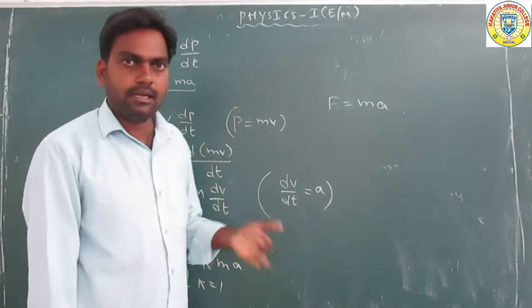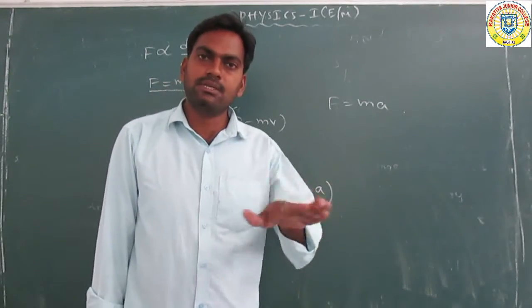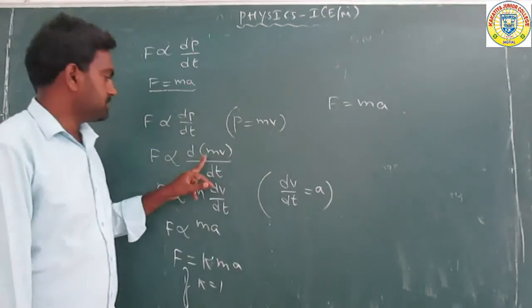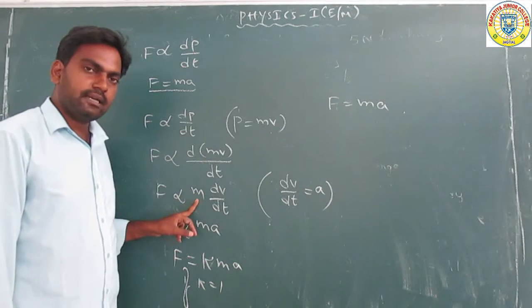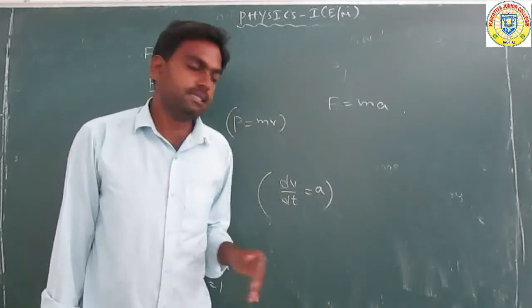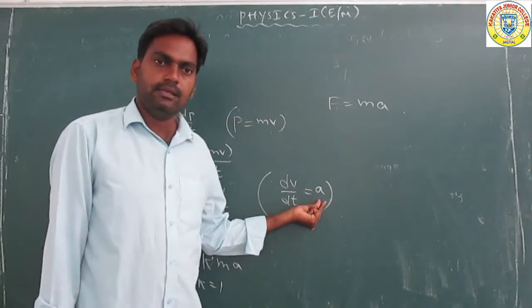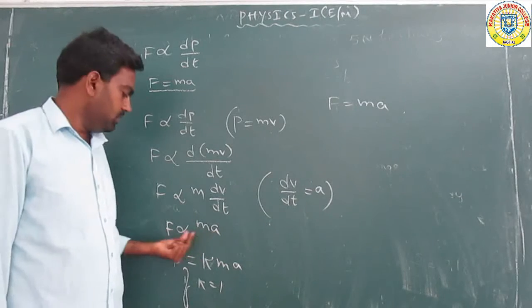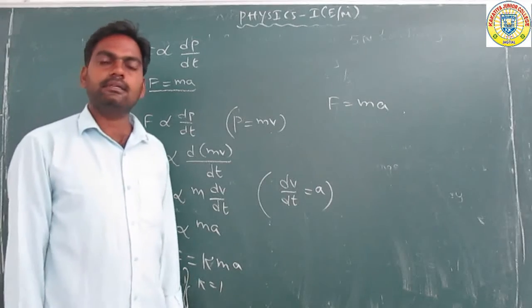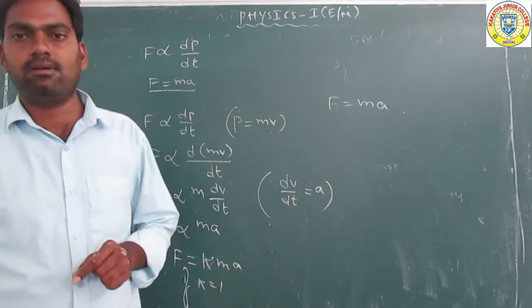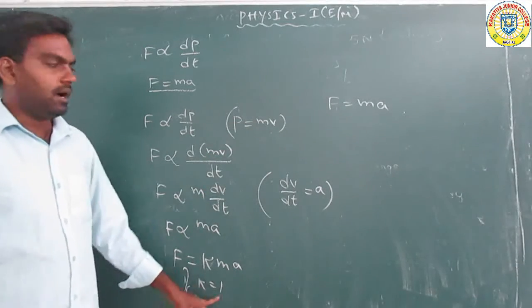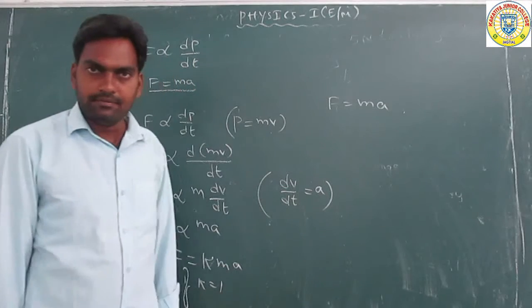What is momentum? Already we know that momentum is mass into velocity. Substituting in the equation, m is constant, so we get m dv by dt. The change in velocity per time is acceleration, so F is directly proportional to ma. Replacing the proportionality with a constant k, called the proportionality constant, if k is equal to 1, F is equal to ma.